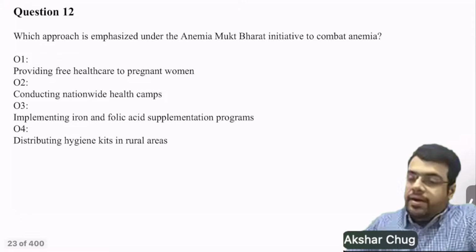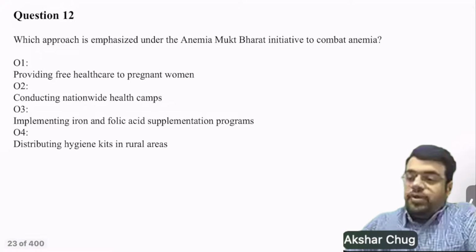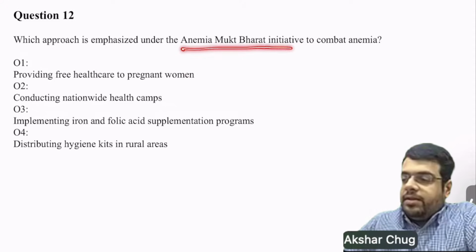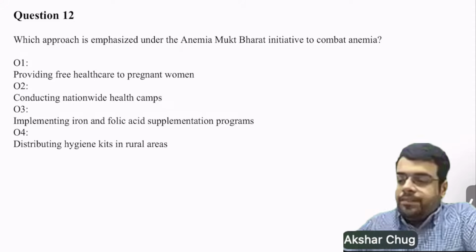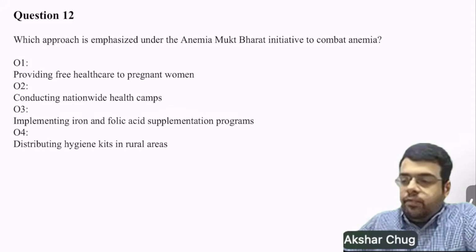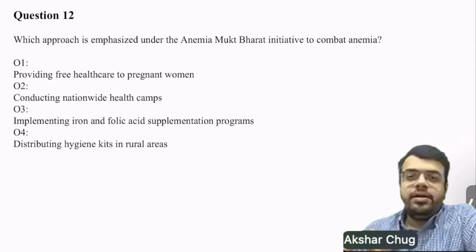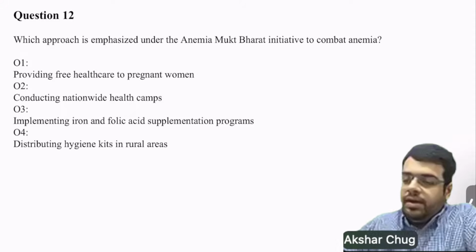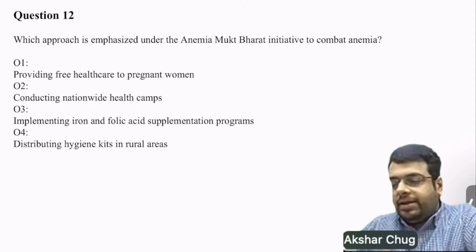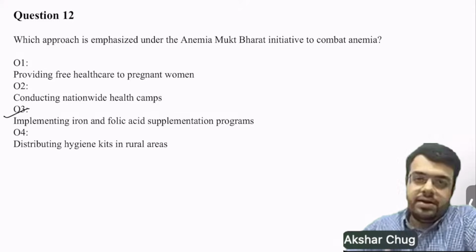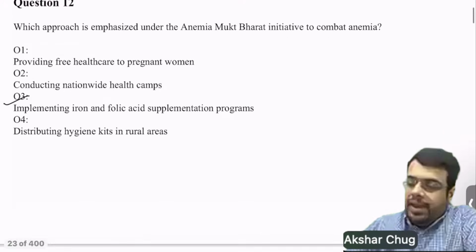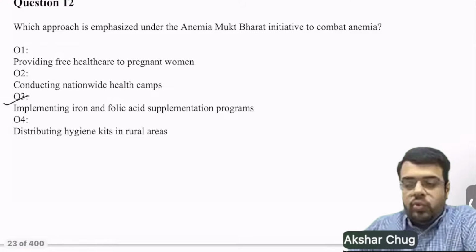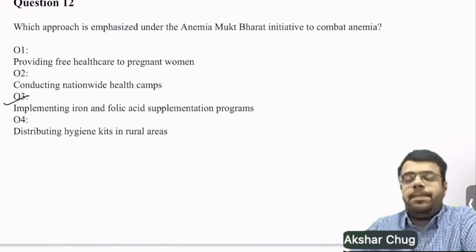Right. Which approach is emphasized under the Anemia Mukt Bharat initiative to combat anemia? Providing free healthcare to pregnant women, it would be considered under the maternal programs. Conducting nationwide health camps? No. Implementing iron and folic acid? Yes, that would be the most obvious answer, right? And distributing hygiene kits in the rural areas. So again, that is not a part of Anemia Mukt Bharat.